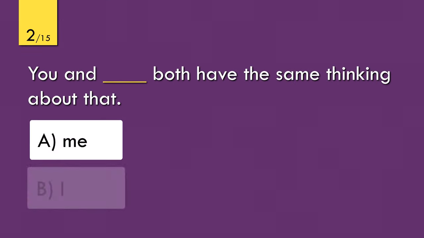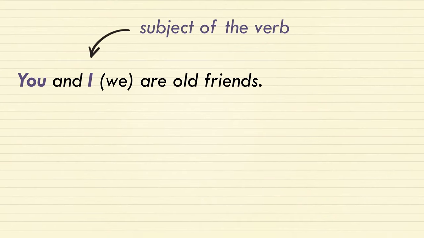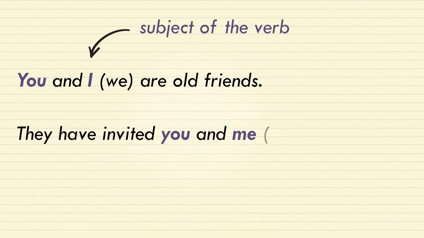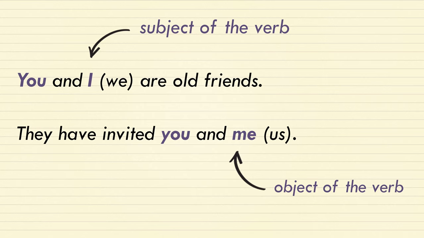Question 2. You and I both have the same thinking about that. Use you and I when it is the subject of the sentence. Use you and me when it is the object of the verb.